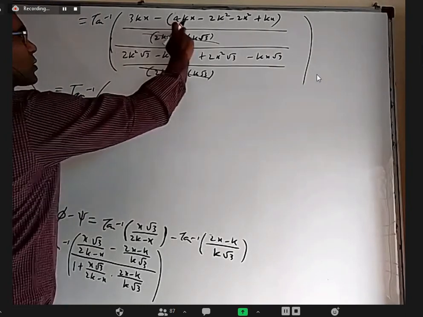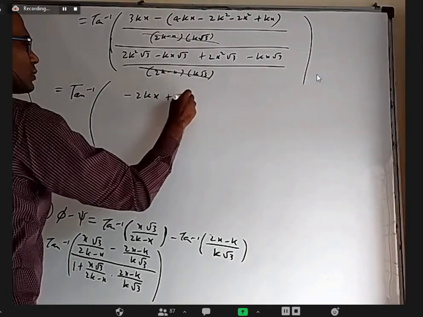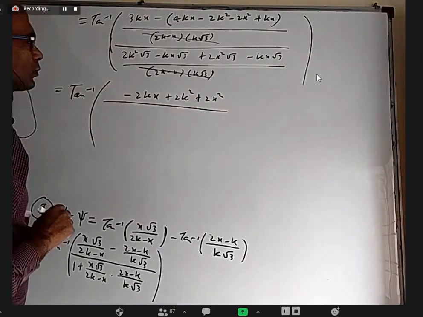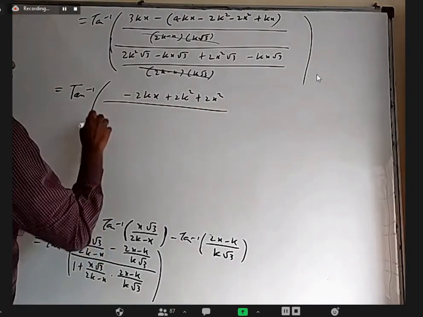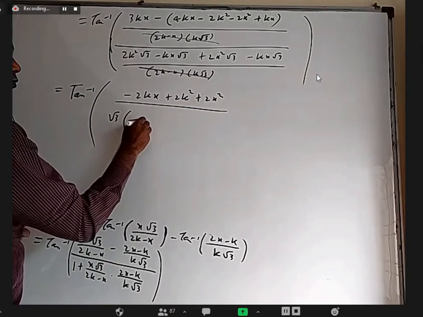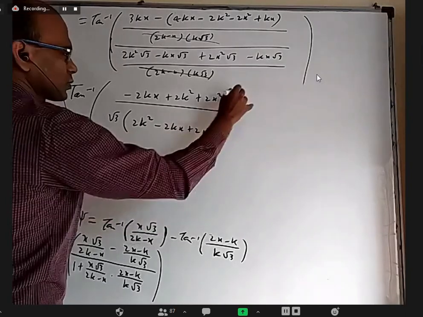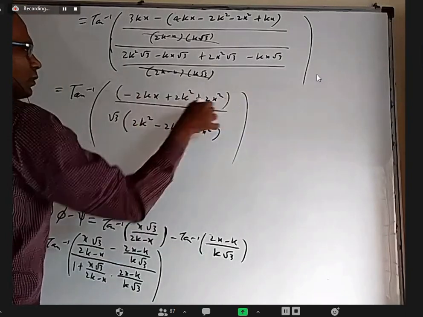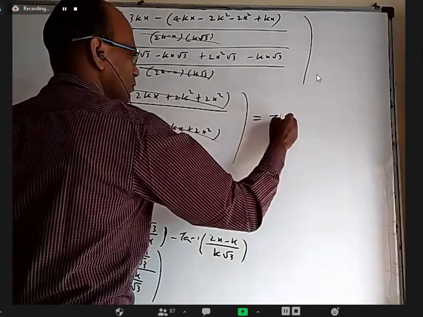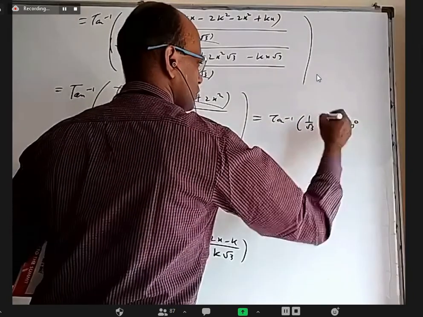This is 3kx plus minus 2kx plus 2k square plus 2x square. This one, after taking root 3 common, it is 2k square minus 2kx plus 2x square. Both are same, I can cancel. I'll get tan inverse 1 by root 3, which is 30 degrees.